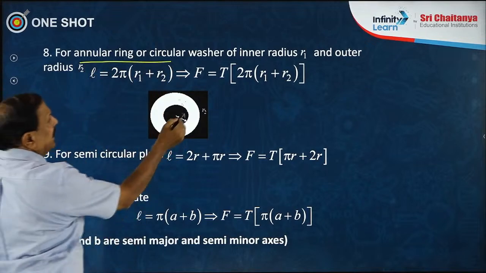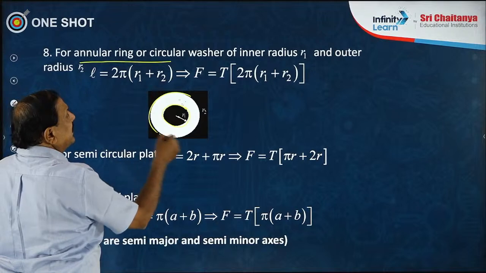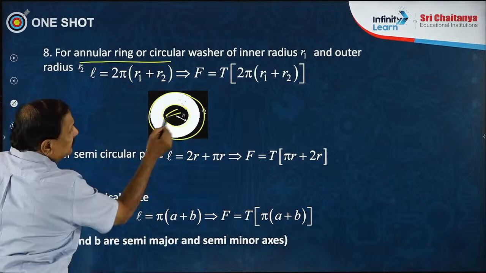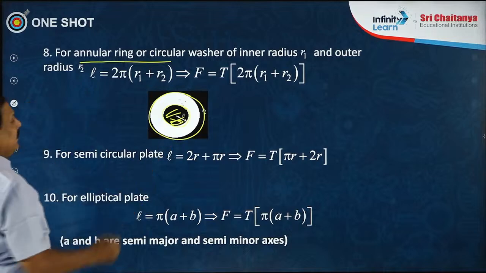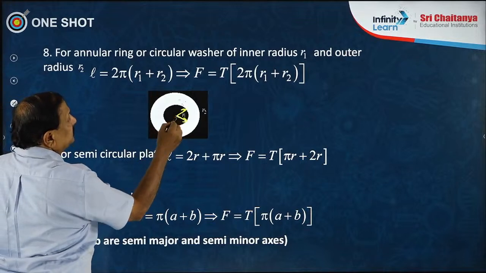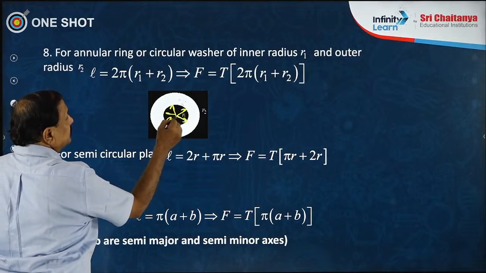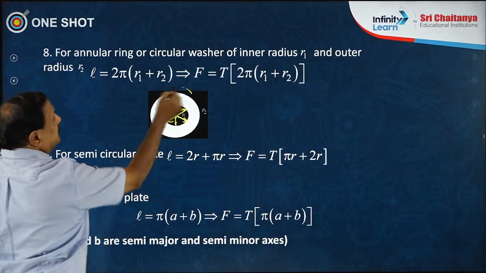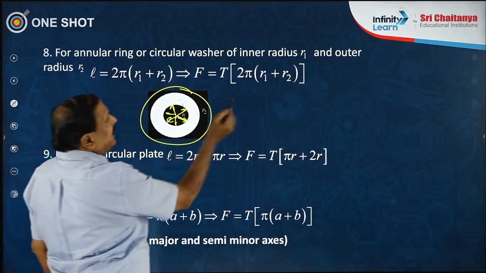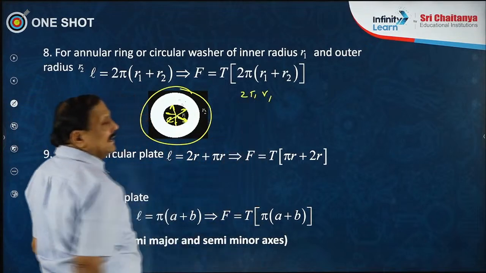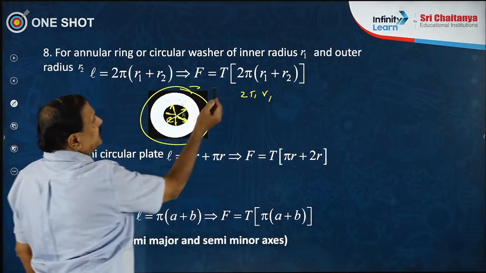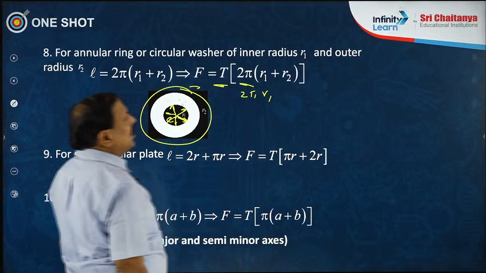Annular ring means it has some internal radius and some outer radius, inner radius, outer radius. That means here inside it is hollow. Therefore, in this case liquid touches inside here, and also liquid touches outside. Therefore, for inner radius r1, it is 2 pi r1, that is the length inside, and 2 pi r2 the length outside. Finally, force is equal to T into 2 pi into (r1 plus r2).